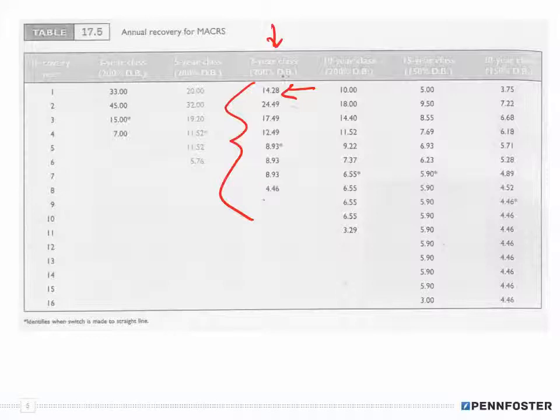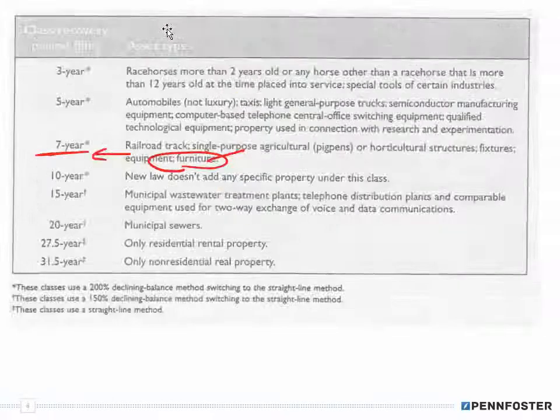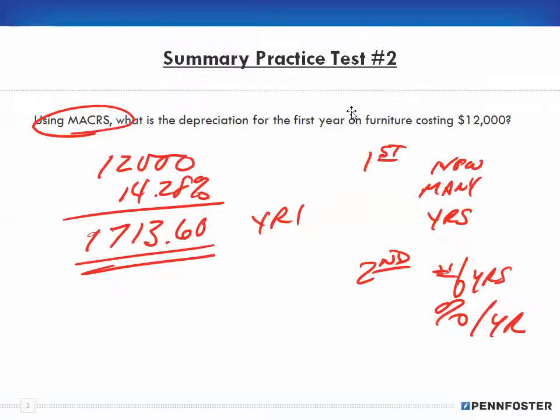And these are all the percentages year after year. So the first year, we're going to multiply the 12,000 by 14.28. The second year, we're going to multiply 12,000 by 24.49. The third year by 17.49. Since this problem only wanted to know the first year, all we're doing is taking the 12,000, which is our cost, times that percentage to get our depreciation.